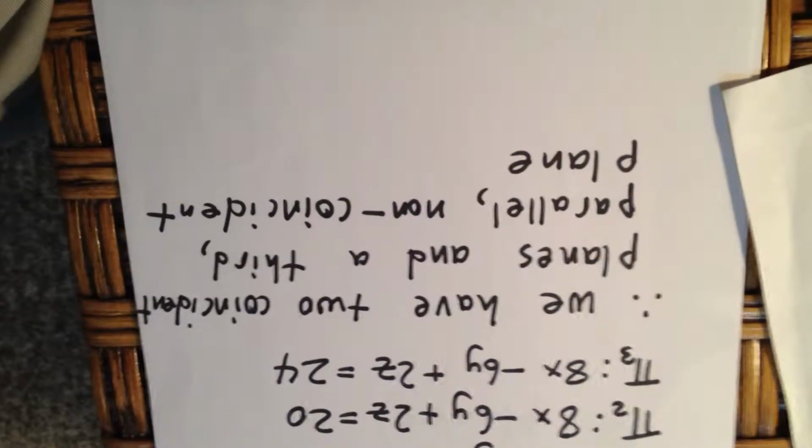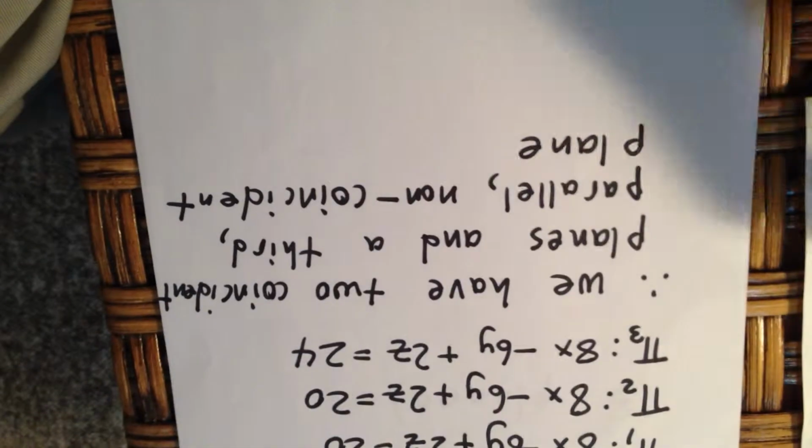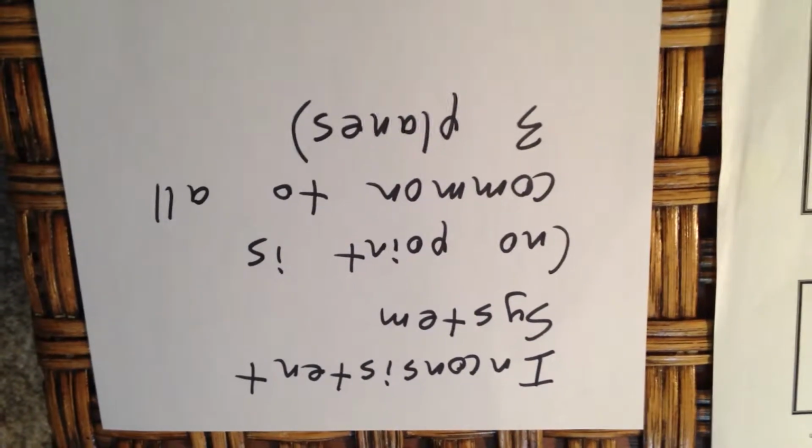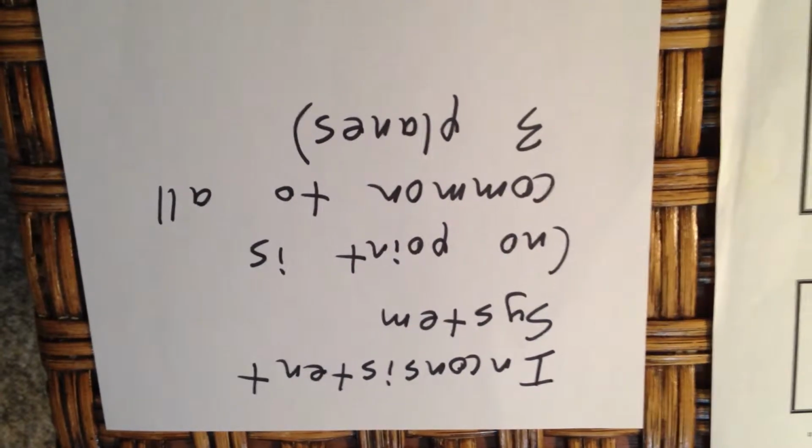And so it's impossible for any one point to be on all three of them. So we have the statement that we have an inconsistent system because no point is common to all three planes.